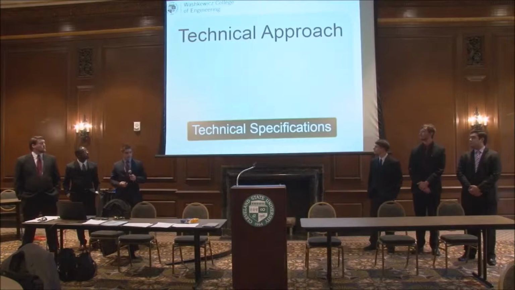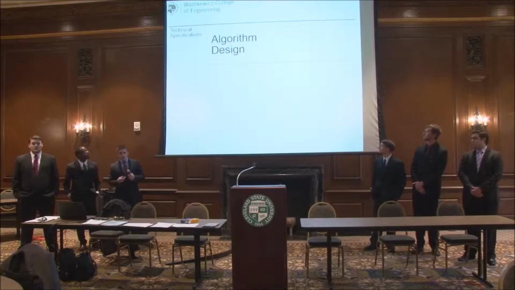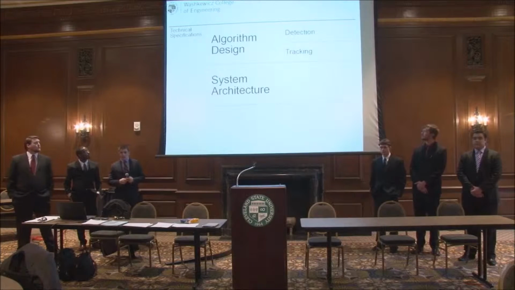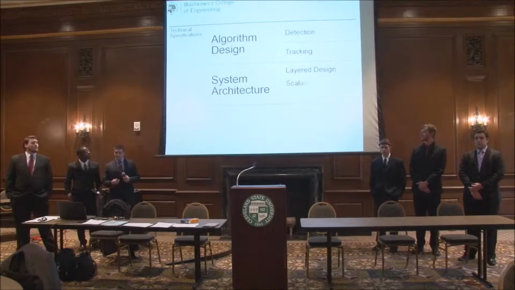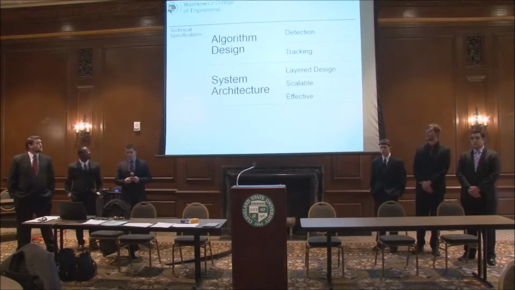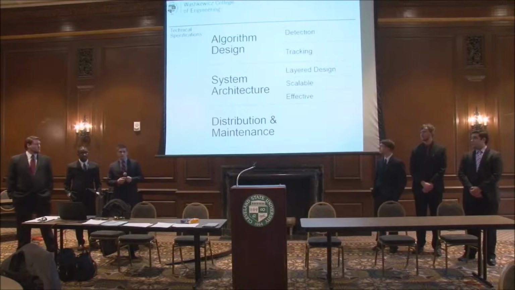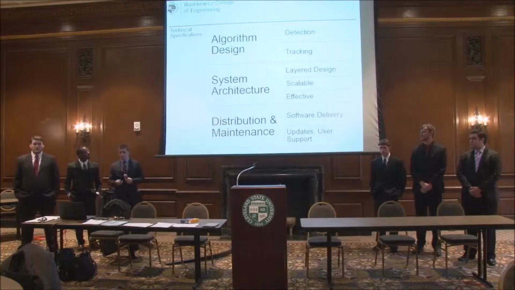The technical specifications for that design fall into 3 major categories, the first of which is the algorithm for that design. The algorithm concerns itself with detection and tracking. The second area of the specifications is the actual system architecture, which is going to be a layered design. It needs to be scalable and it has to be effective. Third, last but not least, is the distribution and maintenance. This software needs to be delivered to customers efficiently, and it needs to have updates and user support at all times.